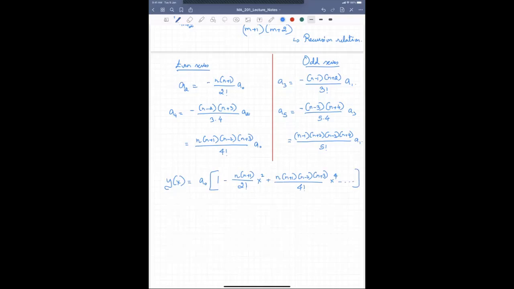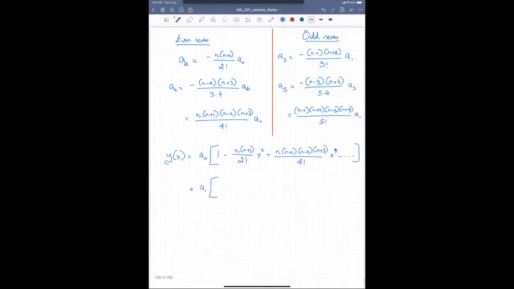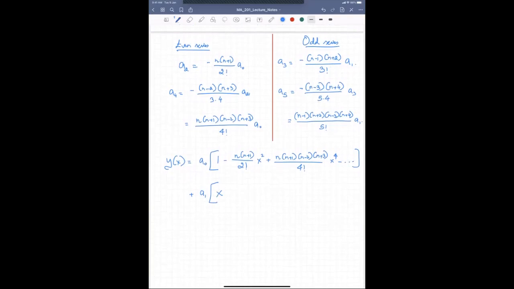minus so on and so forth, plus A1 times, the first term is obviously x because it starts at m equals 1. The second term is minus (n-1)(n+2) divided by 3 factorial x cubed. The third term is (n-1)(n+2)(n-3)(n+4) over 5 factorial x to the 5, minus so on and so forth.